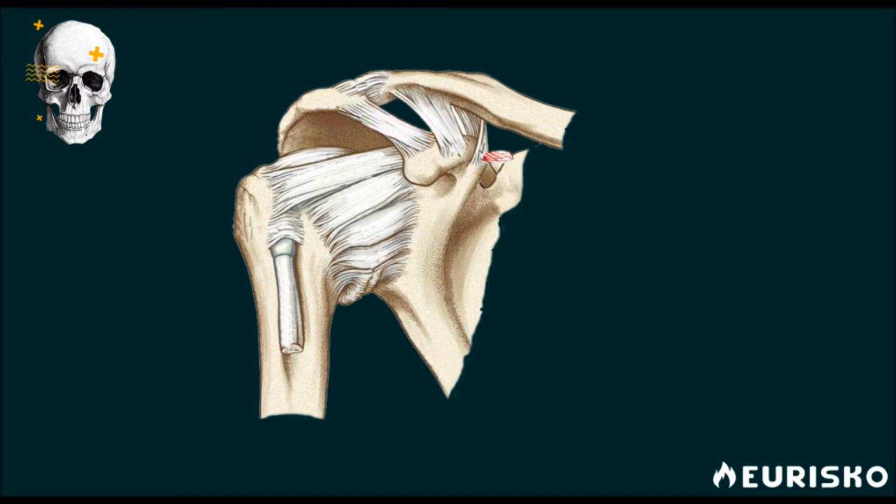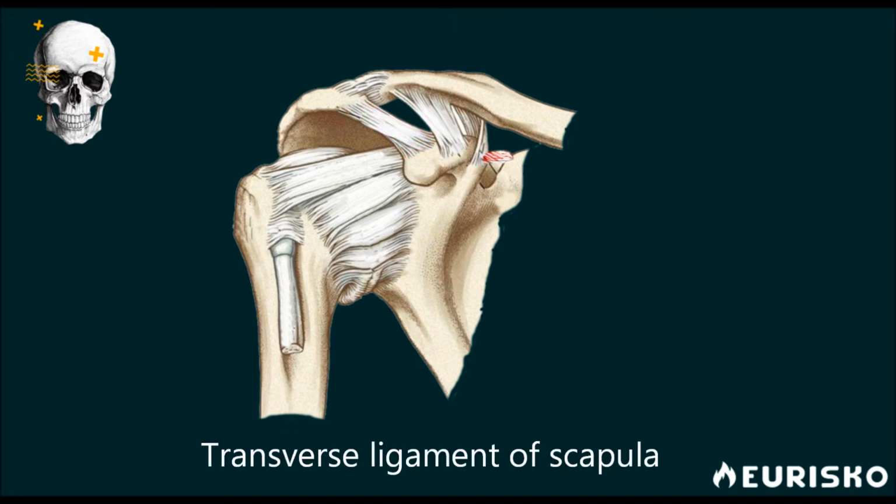There is also a small ligament known as the transverse ligament of the scapula. It passes on the top of the suprascapular notch and makes the suprascapular foramen, the passageway for the suprascapular nerve.